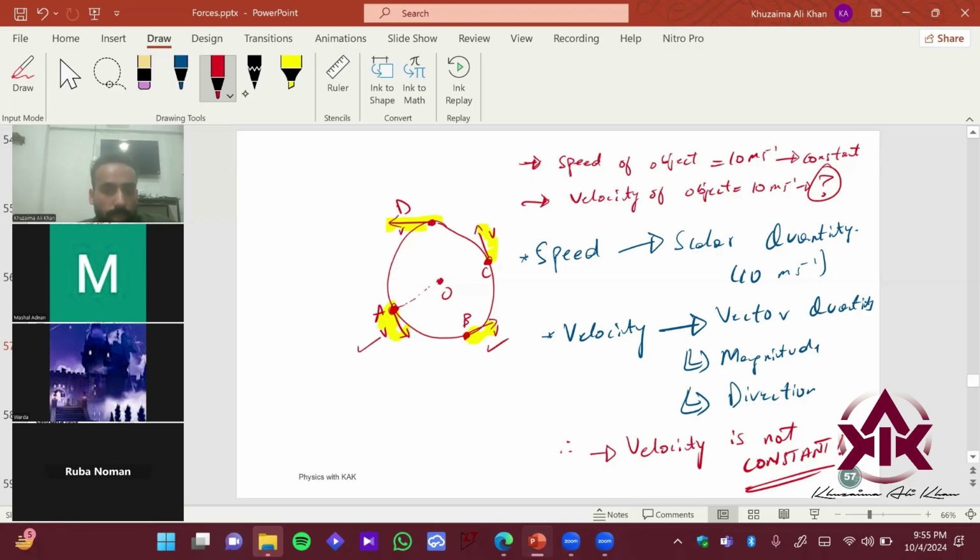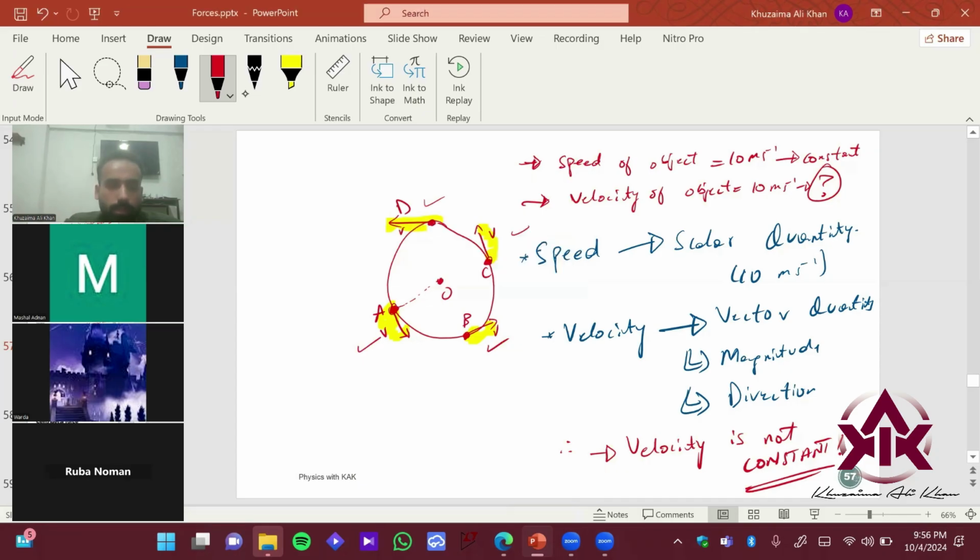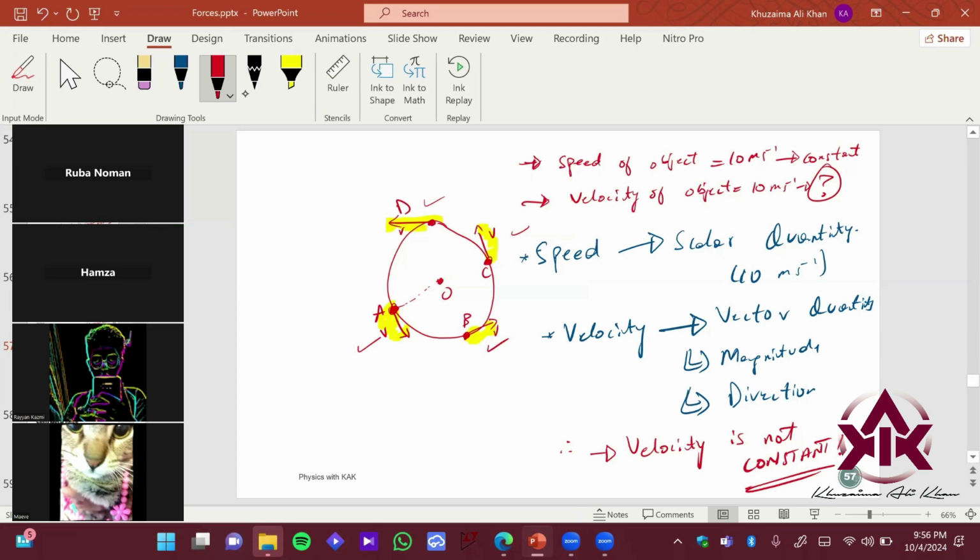It was like this here, like this over here, like this over here. So velocity is not constant. However, the magnitude of velocity is constant. The speed can be constant, but direction is changing. That means your velocity is changing. That comes in your MCQ, right? Does that make sense? If it makes sense, give me a thumbs up. Quickly, I want to move on. Does it make sense to Mashal, Varda, Ruba, Maeve, Hamza?